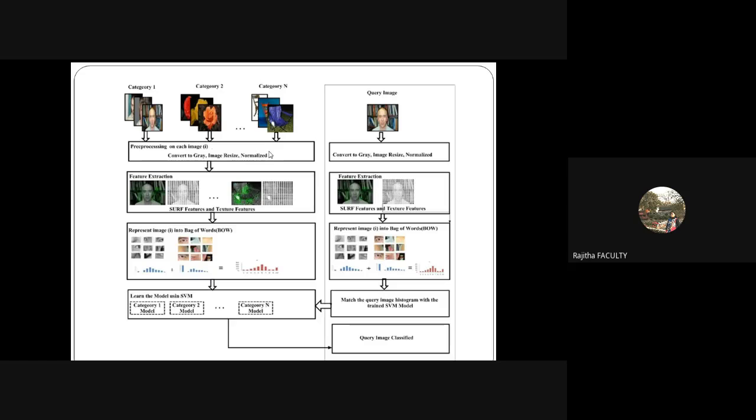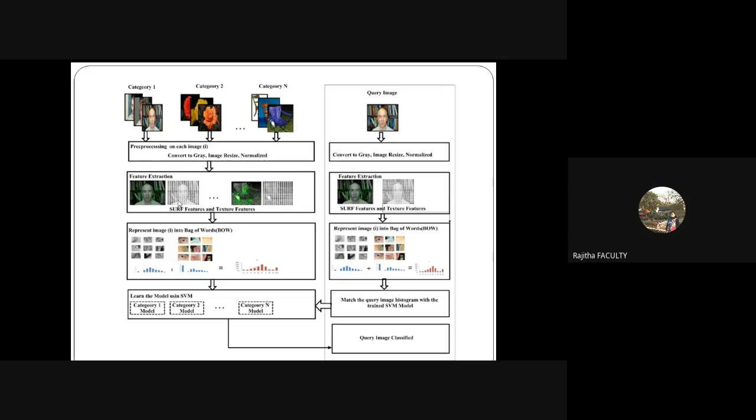As I said, I first need to apply enhancement, normalization and noise reduction, so we have done pre-processing first. Once pre-processed, I need to extract the features. I have extracted the features using two approaches, SURF as well as texture. Now we have taken the fusion of these two, the fusion of SURF features and texture features, and we have represented them in the form of bag of words, as I said in the previous slide.